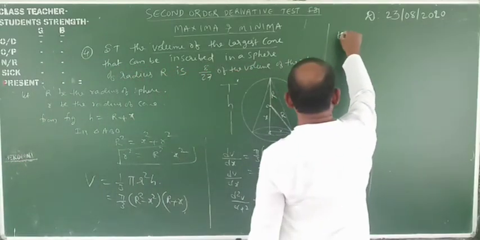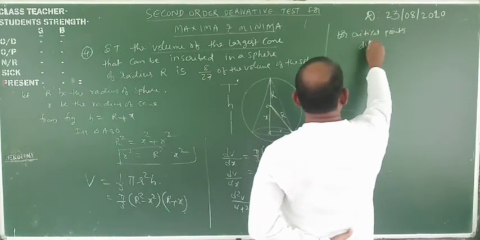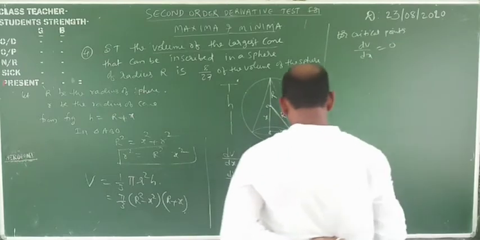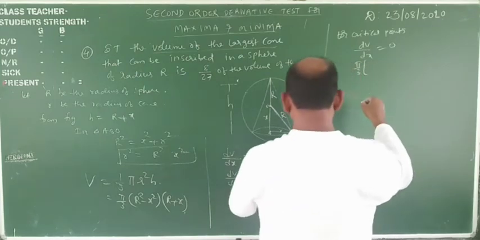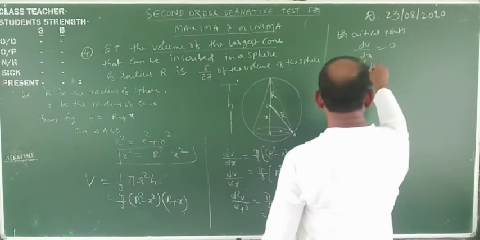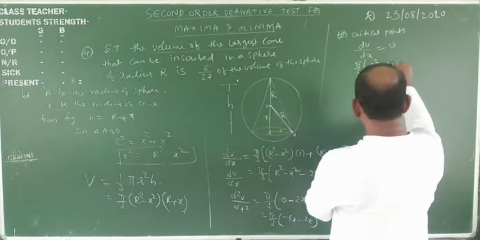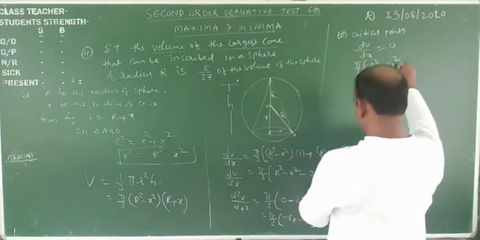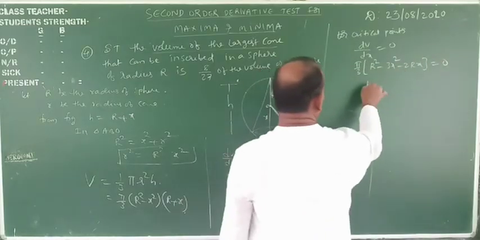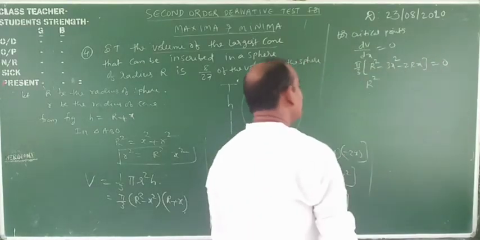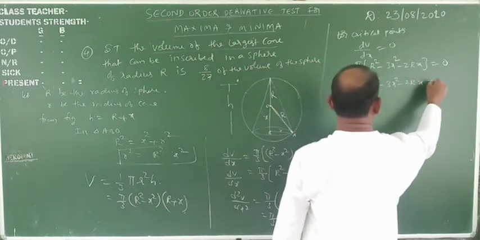Now for critical points, dv by dx is equal to 0. What does dv by dx mean? This one, pi by 3 into r square minus x square minus 2x square, minus 3x square minus 2rx is equal to 0. Pi by 3, cancel that one. Okay, my dear students, r square minus 3x square minus 2rx is equal to 0.